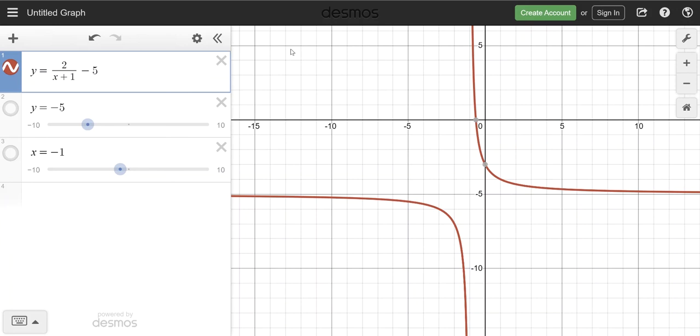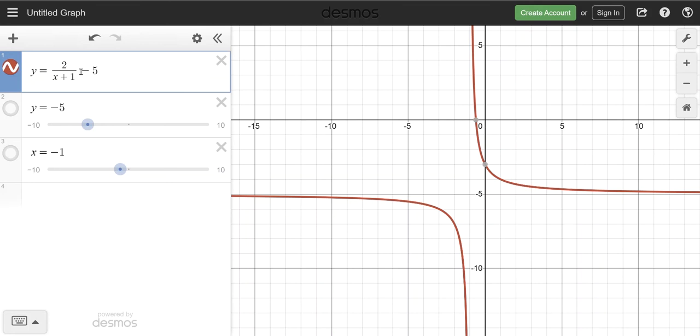Notice that it's shifted left by 1 unit. Where's 1 unit? Well, 1 unit would be right here. Okay, you see where my cursor is. This is 5, 4, 3, 2, 1, right here. So before we did the x plus 1, when it was just x, it would have been this vertical axis right here, the y-axis. However, by adding 1, we pushed it to the left by 1 unit.